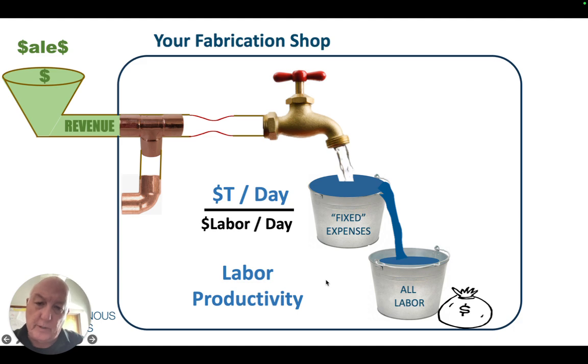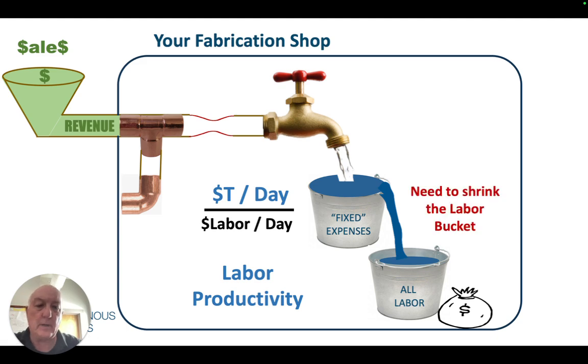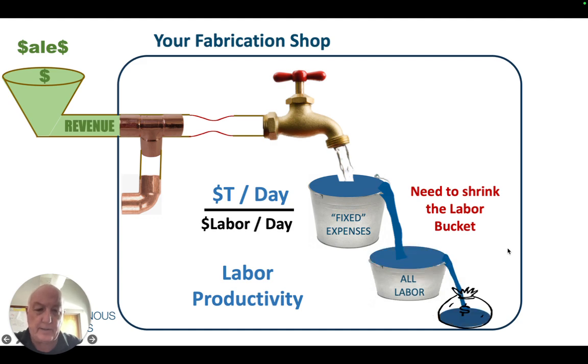All right. So what we want to do is look at a measure that's T dollars per day over labor dollars per day. That measure we're going to call the labor productivity score. So if you have a situation where you are not making money and you need to shrink the labor bucket, let's shrink that labor bucket. Now it's nice and small and we can overflow into the profit bag and get your business back into profitability.